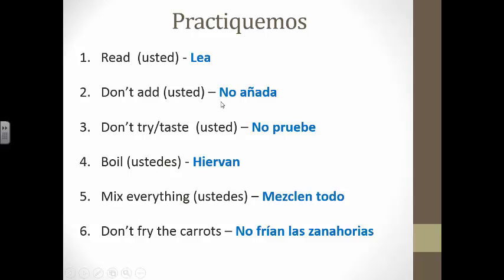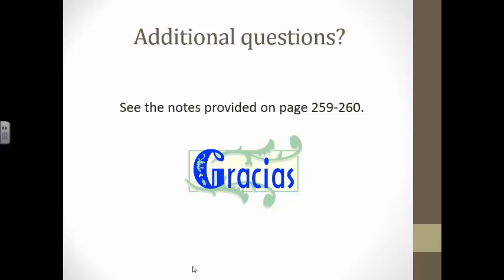Okay, repasemos. Let's review. Number two, don't add. No añada. Three, don't try or taste. Stem changing verb, probar. So no pruebe. Telling the whole class here, boil, as in boil the water. Hiervan, another stem changer. Number five, hey, mix everything. Mezclar is going to become mezclen. And then don't fry the carrots. Freír. It's a stem changer. It's an E to I. Okay, no frían las zanahorias.